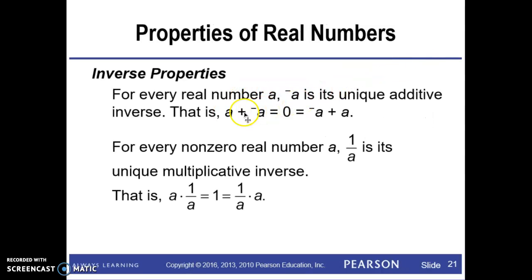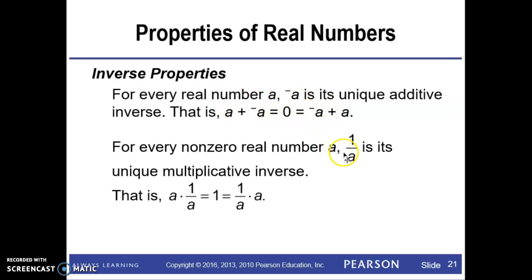The inverse property, that's the opposite. So here's the additive inverse. If I have even an irrational number, square root of 2 plus negative square root of 2, well, that's going to give me 0, just like 2 plus negative 2 gives me 0. It doesn't matter if my number is rational or irrational, I still have this additive inverse.